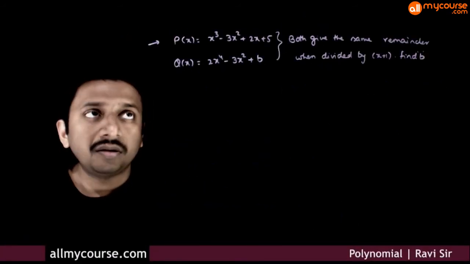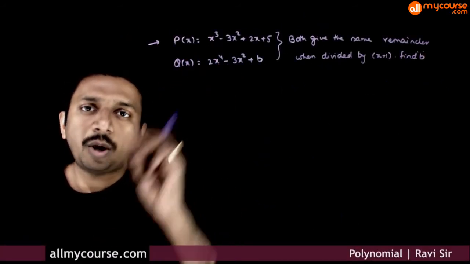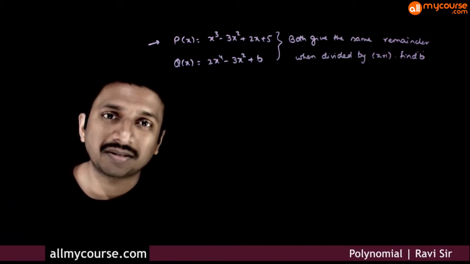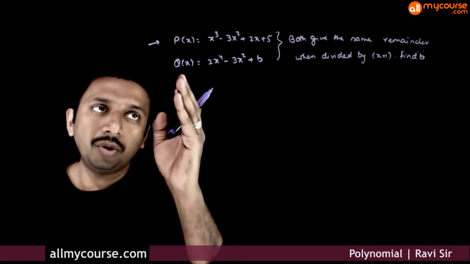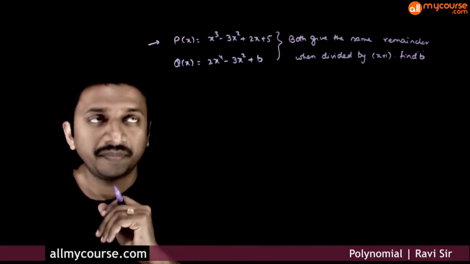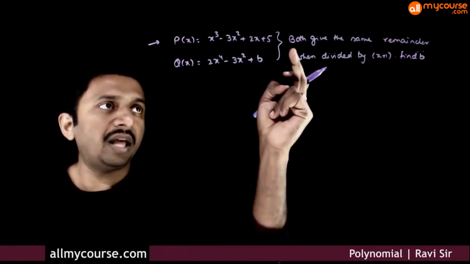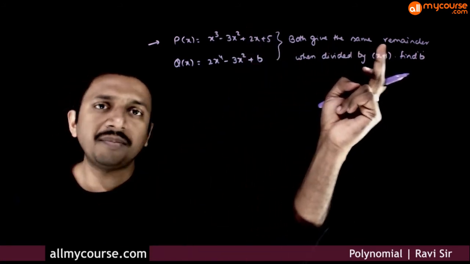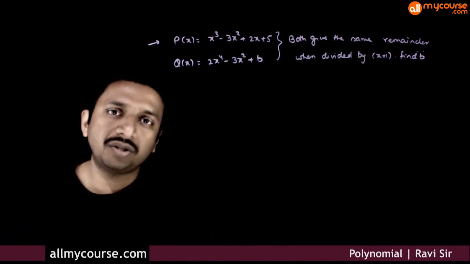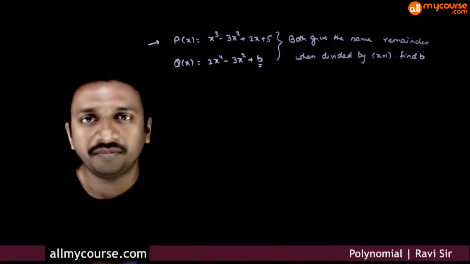So in this question, you're given that p of x is the polynomial x cube minus 3x square plus 2x plus 5, and q of x is 2x^4 minus 3x^2 plus 1 plus b. And the condition given is that both give the same remainder when divided by x plus 1. If that is so, find the value of b.